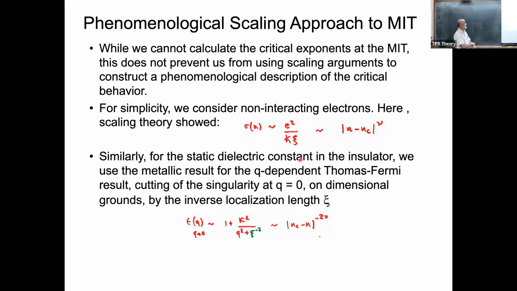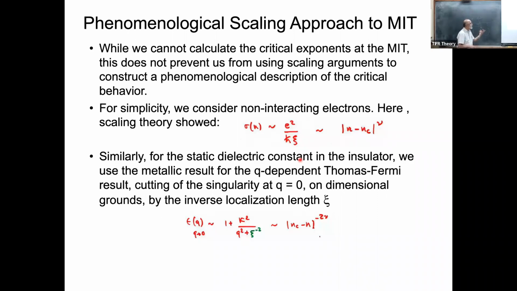So we know that scaling theory showed that the conductivity as a function of n is e squared over h bar xi, where xi is a diverging length. The divergence goes as n minus nc to the minus nu, so conductivity goes up as n minus nc to the nu, where nu is the localization length exponent.